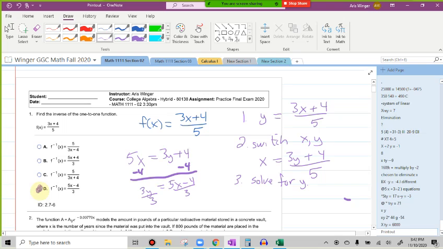Again, you'll have access to these notes in D2L with the link. And you can practice this problem as much as you like by going to the study plan, going to chapter 2, section 7, problem number 6.